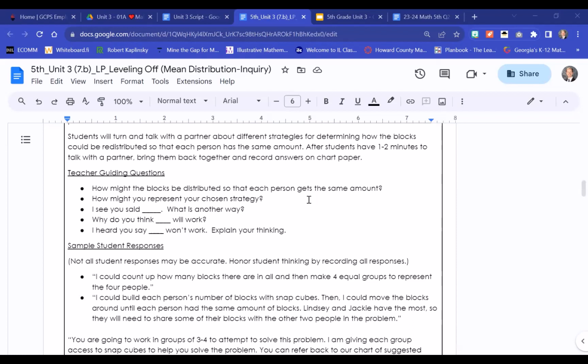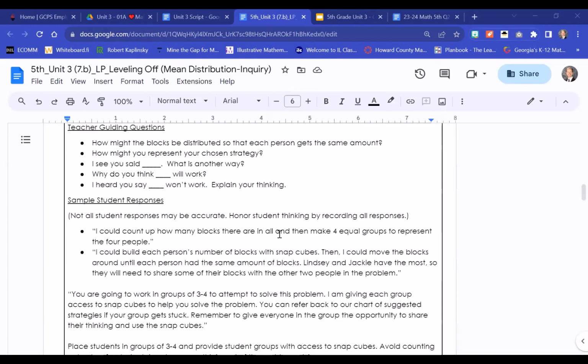And the teacher during this time would collect some formative data, honing in on student responses and how students are responding to the prompt. So, some sample responses here. We may run into a case where students give us a response that's not accurate, but we want to honor student thinking by recording all those responses.